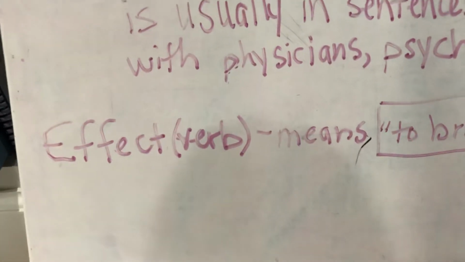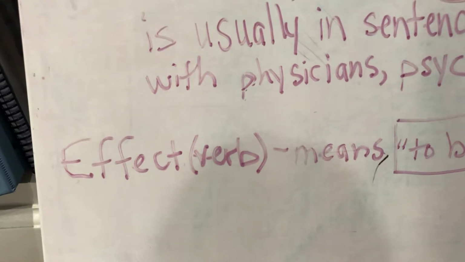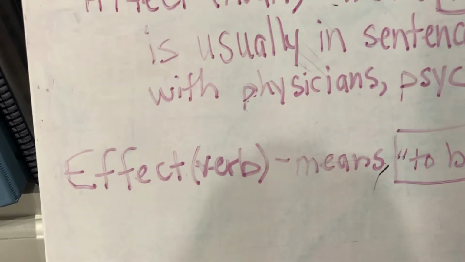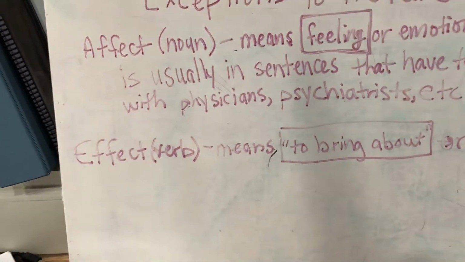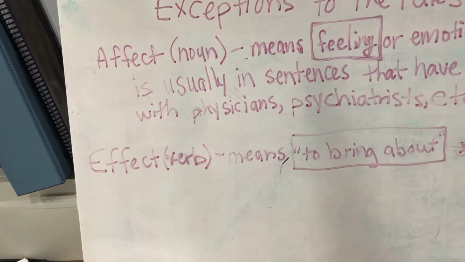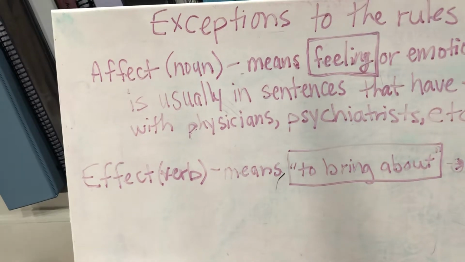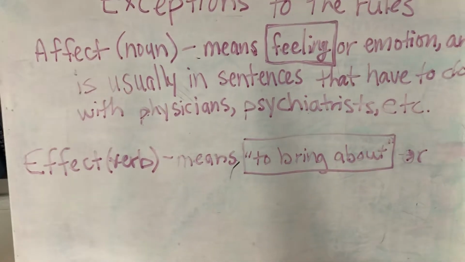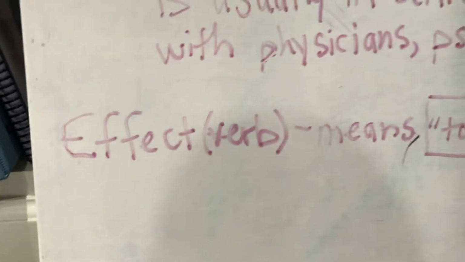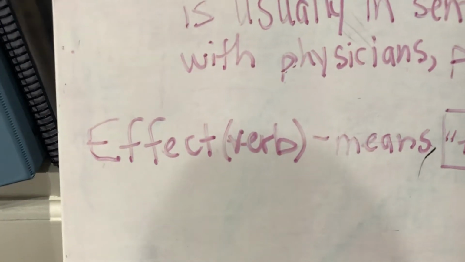Now, when are you going to have effect as a verb? That is when it means to bring about. So a lot of times if you have a verb, effect change, for example, effecting something, putting something into action or bringing it about or starting it, that is when effect is going to be a verb, E-F-F-E-C-T.